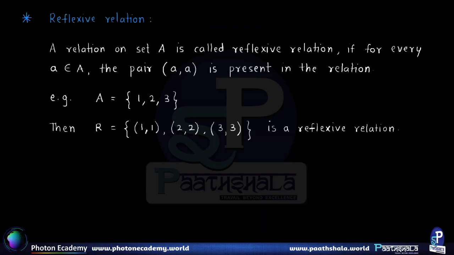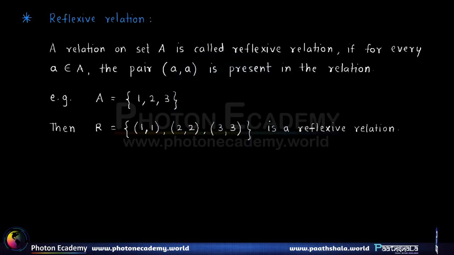Now let us study the different types of relation based on a different way of classification. So in that, the first one is what is called a reflexive relation. A relation on set A is called reflexive if for every element a belonging to the set A, the pair (a, a) is present in the relation.